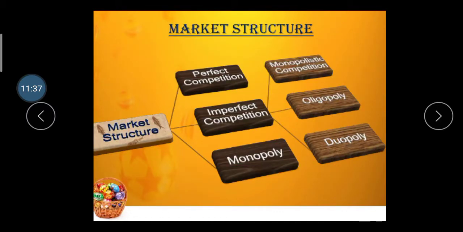Then after, market structure, which is a very important question. There are mainly 3 types of market structure: perfect competition, imperfect competition, and monopoly. So the main 3 types are perfect, imperfect, and monopoly. Imperfect is divided into 3 subcategories: monopolistic competition, oligopoly, and duopoly. So it's a very important question for your examination from unit number 3.